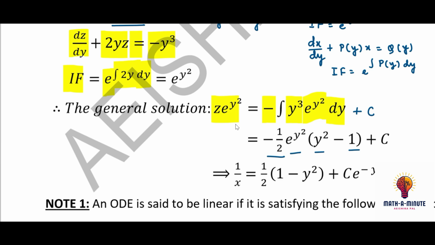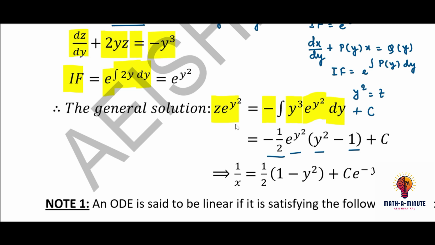Just to integrate this function, you have to take another substitution, y^2 = t, and using this substitution, you can easily integrate this function.